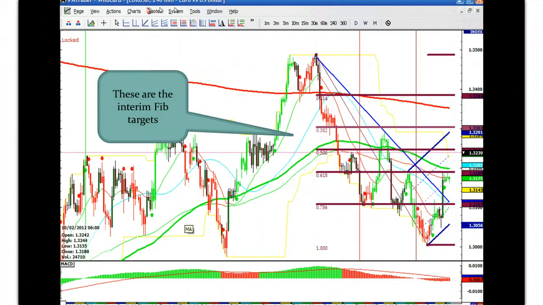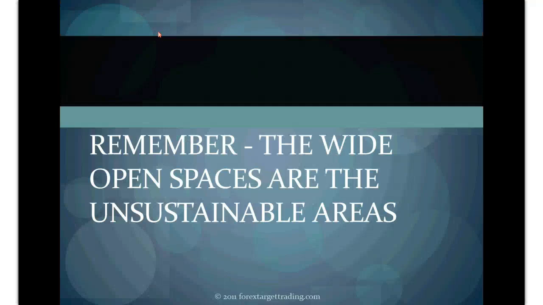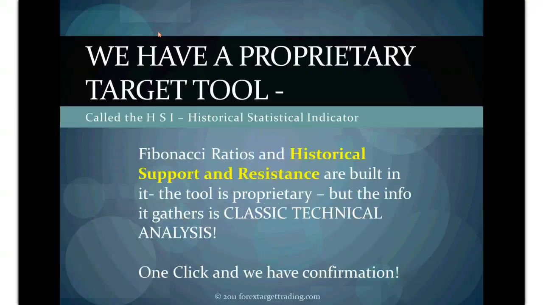Notice I'm on a 240 chart. That's where the big boys are trading. They don't see a 10-minute chart where you are, or a 5-minute, or a 15. They're never looking at that. All right? So there's the interim targets. Now, the wide open spaces are the unsustainable areas in between the targets.